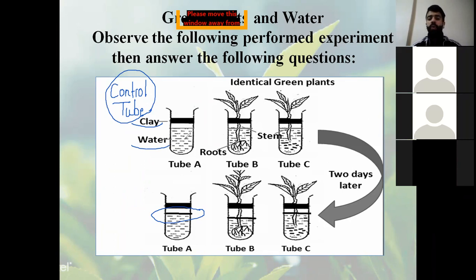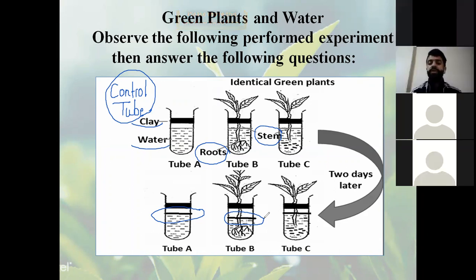In tube B, we have the plant. And this plant in tube B contains the roots and also the stem. After 2 days, the level of water here moves to a lower level. It drops to a lower level. The amount of water decreases. What can you deduce from this experiment? Who can tell me? Whenever we have the plant in tube B, the level of water decreases. It drops to a lower level. What can you deduce here?